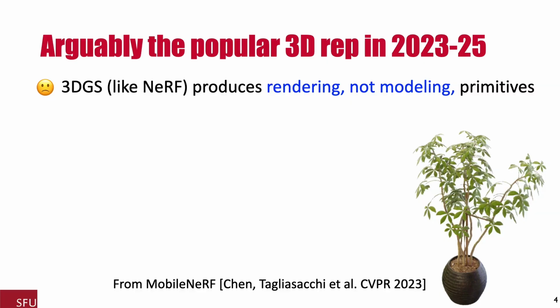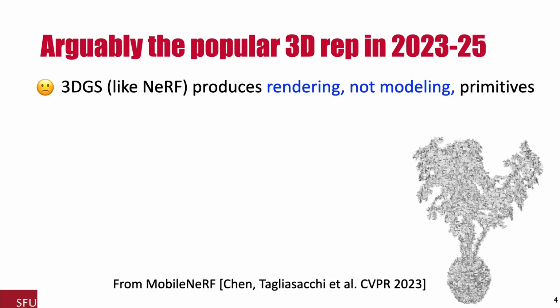So what is the most popular 3D representation, say, in the past 2 to 3 years? I think arguably it's 3D Gaussian splatting. You heard about 3D Gaussian splatting over and over again in the first 2 talks. But I would argue that 3DGS, just like NeRF, is not a modeling primitive. It's a rendering primitive. It was designed for novel view synthesis. Here is something where I may meet some skepticism, but this is what I truly believe. So this is Mobile NeRF. If you remove the texture, what you're left with is just a polygon soup. Gaussian splatting, 3DGS, is very similar.